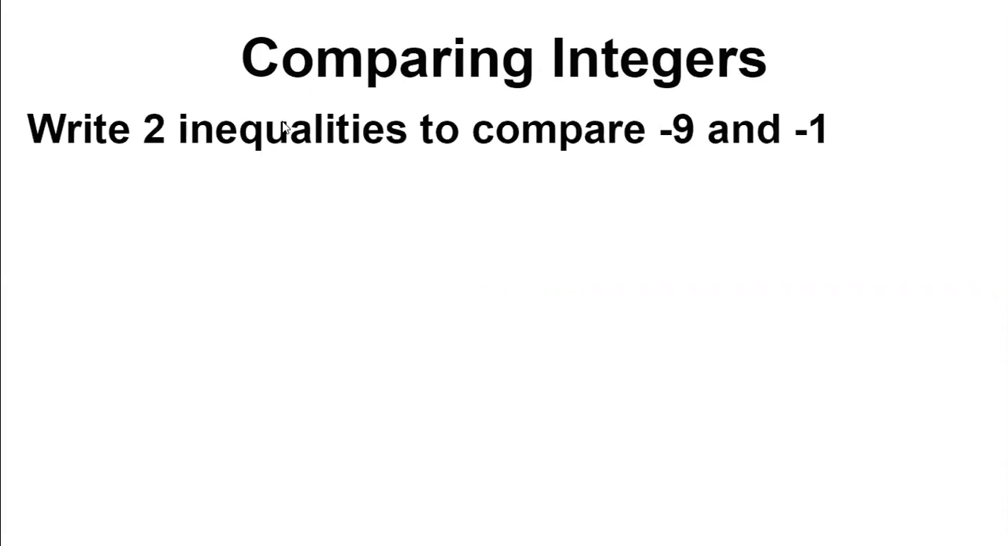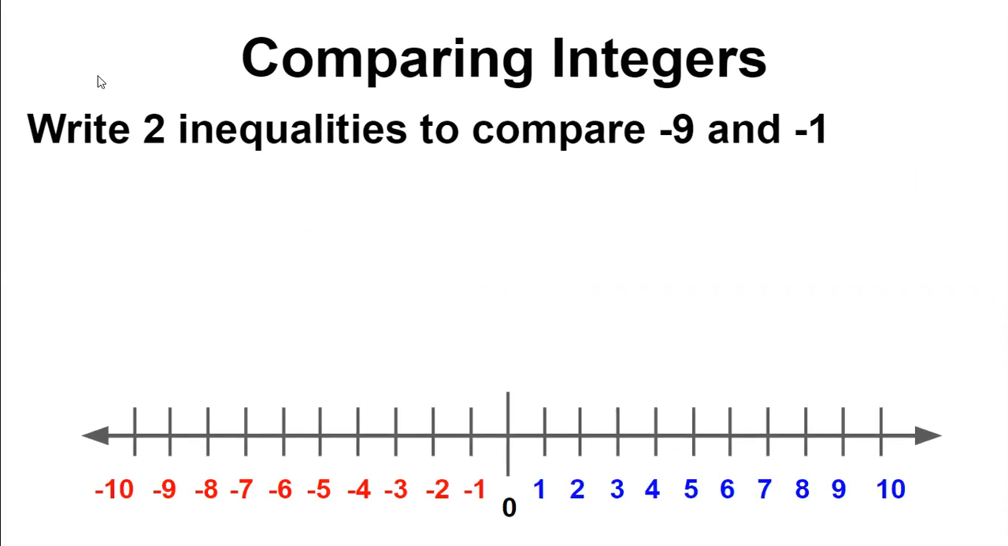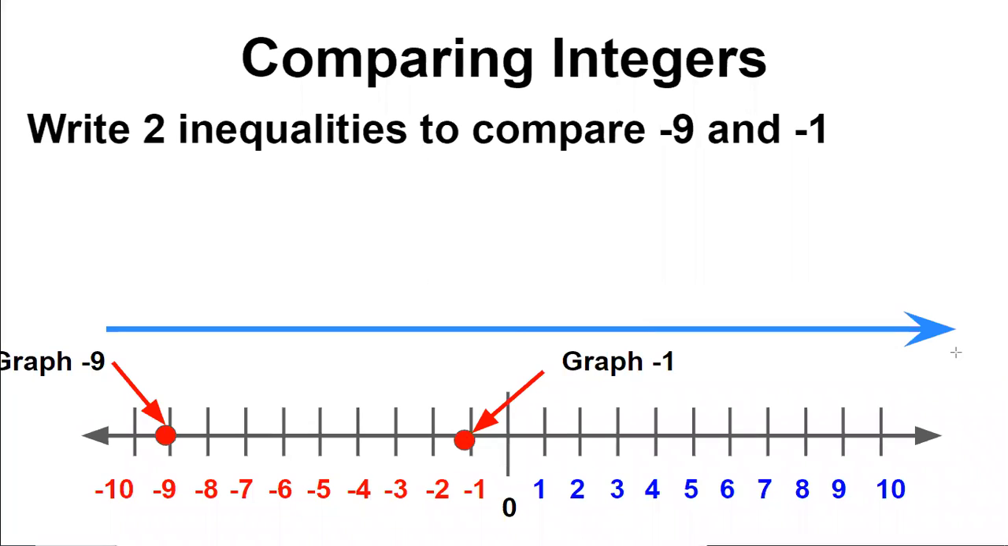A little bit more about comparing integers. Write two inequalities to compare negative 9 and negative 1. We could write two different ways. We did this last year. So here's our number line. Let's graph. Negative 1 is there, and negative 9 is over there. Which one's bigger? Which one's greater? The one that is closer to 0. Remember, numbers get bigger as you go to the right on the number line. Bigger numbers to the right, smaller numbers to the left.